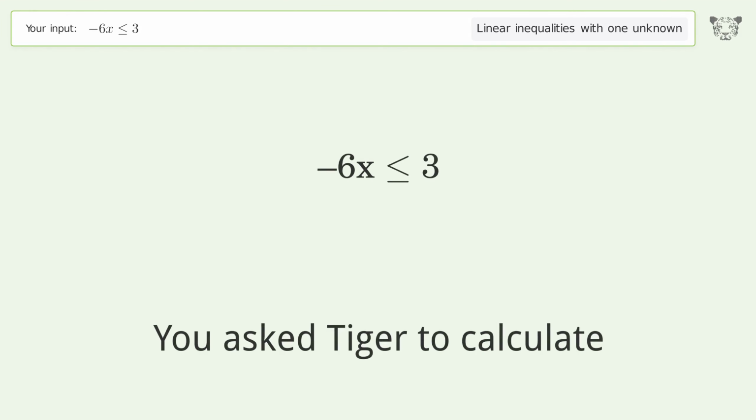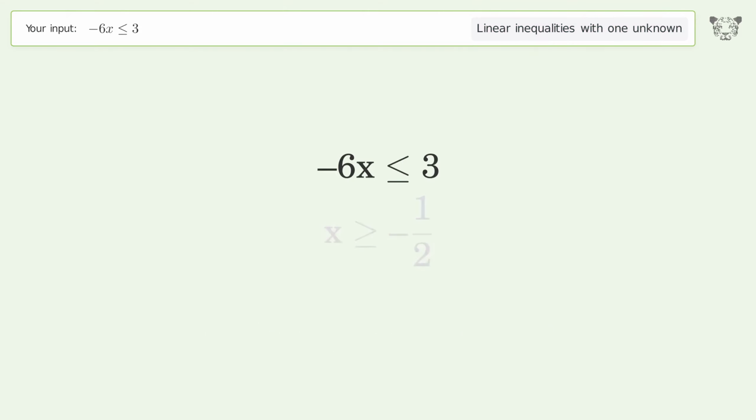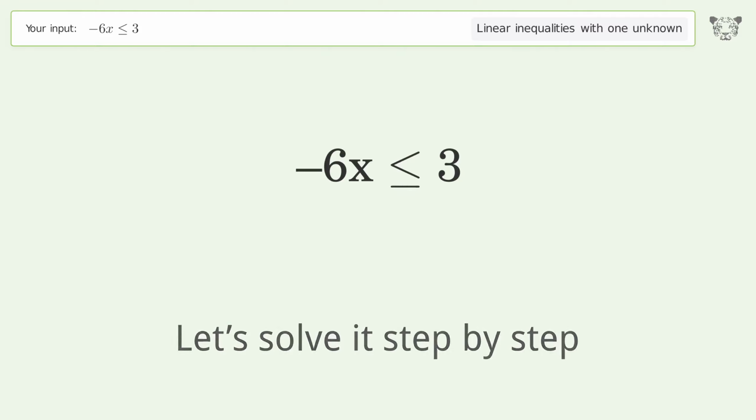You ask Tiger to calculate. This deals with linear inequalities with one unknown. The final result is x equal or greater than -1/2. Let's solve it step by step.